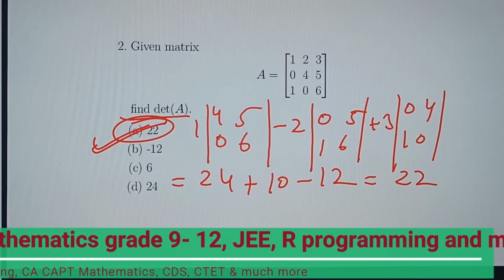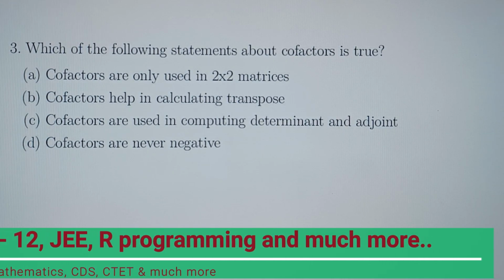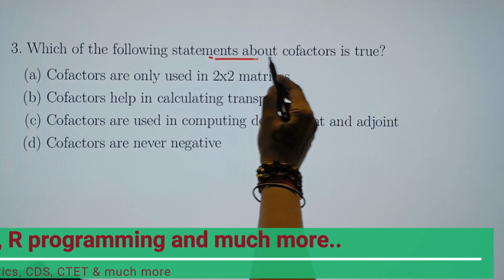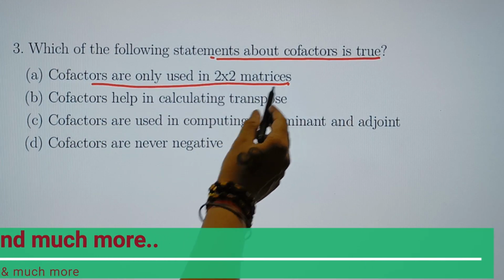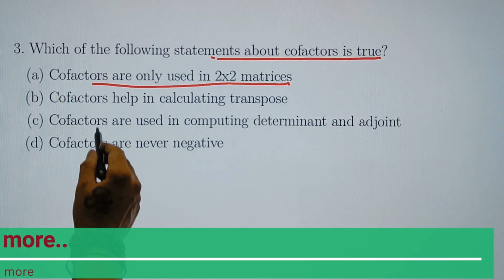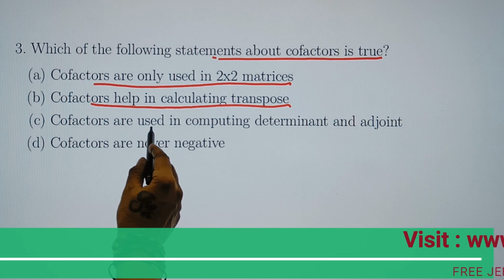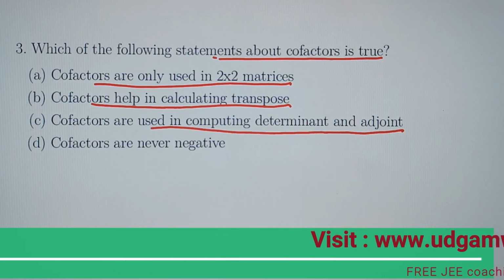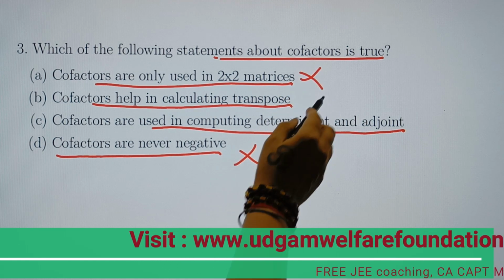Now let's move toward question number 3. So students, this is our question number 3, which states: which of the following statements about cofactor is true? Cofactors are only used in 2 by 2 matrices, which is wrong. Cofactors help in calculating transpose. Cofactors are used in computing the determinant and adjoint. Cofactors are never negative. So these 2 options are wrong.